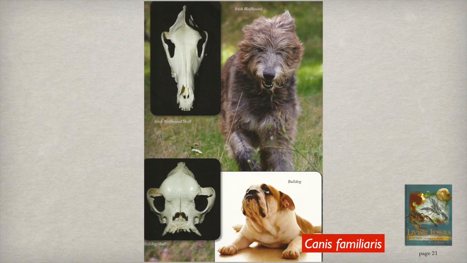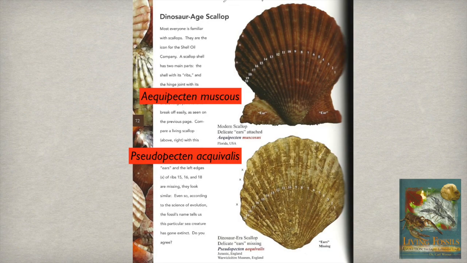You can have a long stretched out nose like an Irish wolfhound, or you can have a pushed up nose like a bulldog. And you can have that much variety within a species, and yet when something looks identical, one's fossil and one's modern, they say, no, they're not the same species.